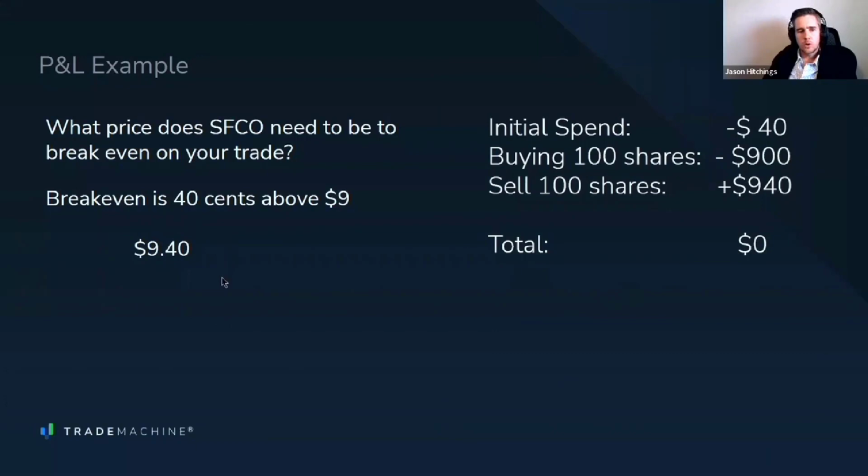So what you needed to do is to go 40 cents above $9 in order to break even and cover your initial investment. This doesn't factor in commissions. It doesn't factor in the bid-ask spread in the market, but that's a topic we can talk about more later. But basically, the stock needs to go to about 940 or a little above in order to break even.